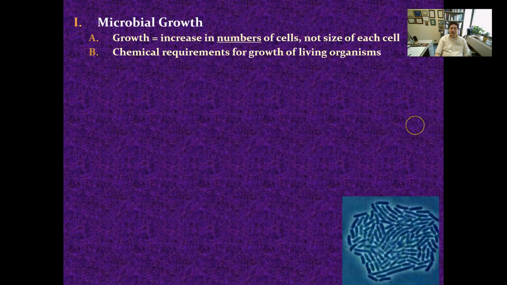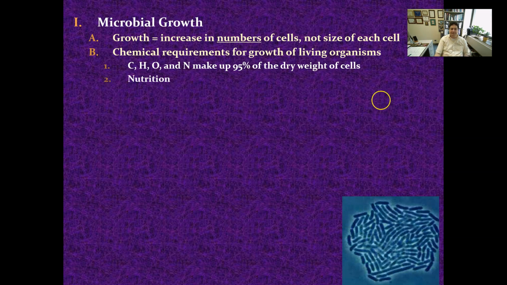Now, as we mentioned earlier in the course, all living things have chemical, elemental requirements they need for growth. Carbon, hydrogen, oxygen, and nitrogen make up 95% of the dry weight of cells. You might remember that carbon, hydrogen, oxygen, and nitrogen are also part of those top 6 elements required for life. We might remember the SPONCH elements, phosphorus and sulfur also added there.